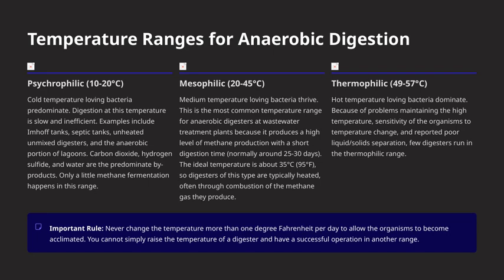Let's take a closer look at the temperature ranges for anaerobic digestion, starting with the psychrophilic range, which is between 10 and 20 degrees Celsius. In this range, cold-loving bacteria dominate. However, digestion here is quite slow and not very efficient. You'll typically see this in systems like Imhoff tanks, septic tanks, unheated unmixed digesters, and the anaerobic parts of lagoons. The main byproducts are carbon dioxide, hydrogen sulfide, and water. Interestingly, only a small amount of methane fermentation occurs in this temperature range.